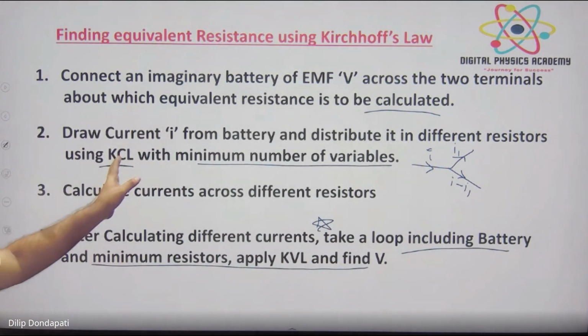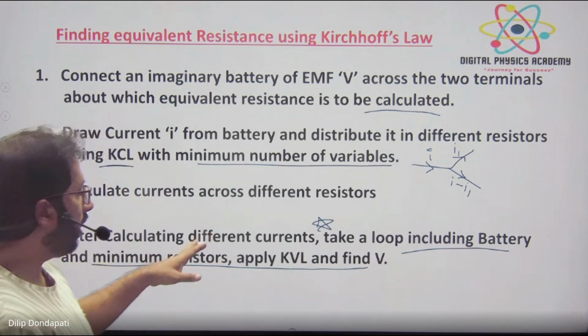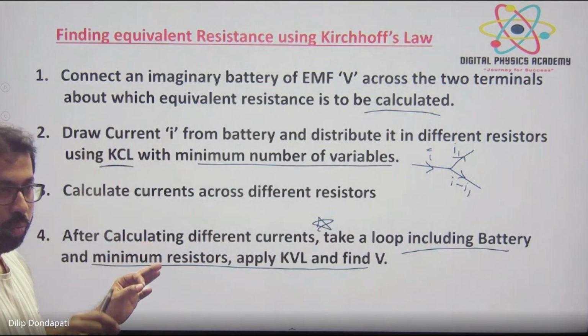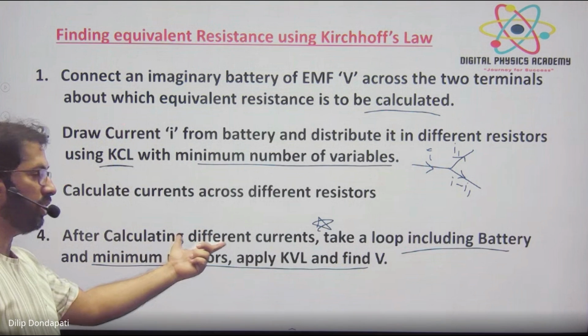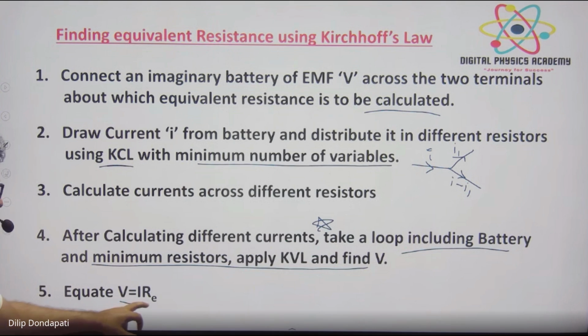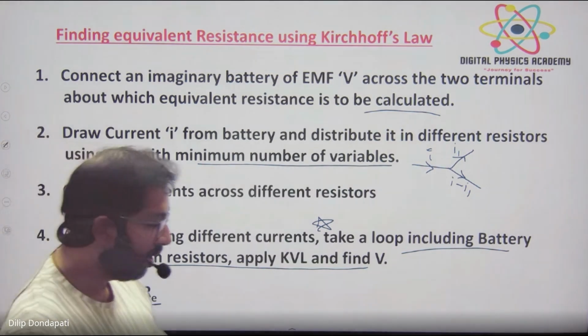So after finding currents in each branch, what do you do? We will take one battery and one small loop which has the minimum number of resistors. And lastly, equate with V equal to I into R equivalent. So from this, by equating, we can get the complete R equivalent of the circuit. Thus we can get the R equivalent of an unbalanced Wheatstone bridge.